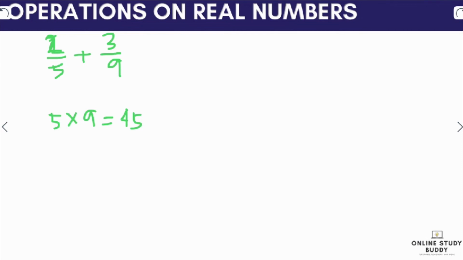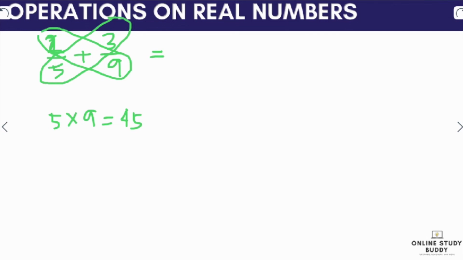Tapos, gawin natin tong method na to, i-cross natin. So, yung numerator ng first fraction natin, i-multiply natin sa denominator ng isang fraction, and then yung numerator ng isang fraction, i-multiply natin sa denominator ng isang fraction. And then, yung result nun will be yung numerator noong transformed na fraction natin.